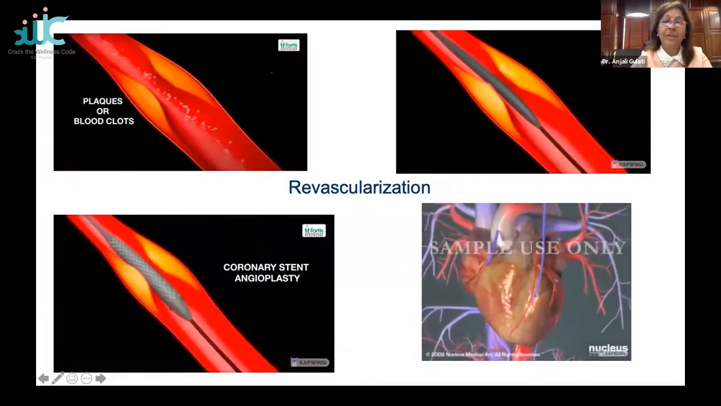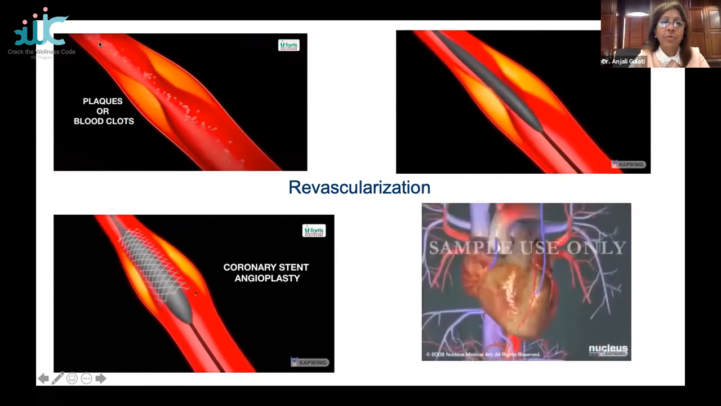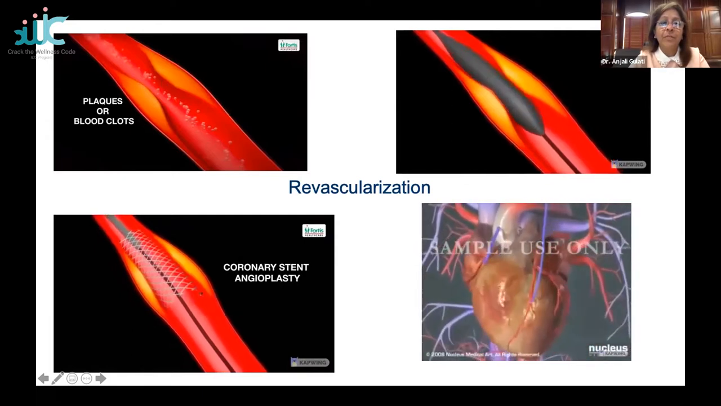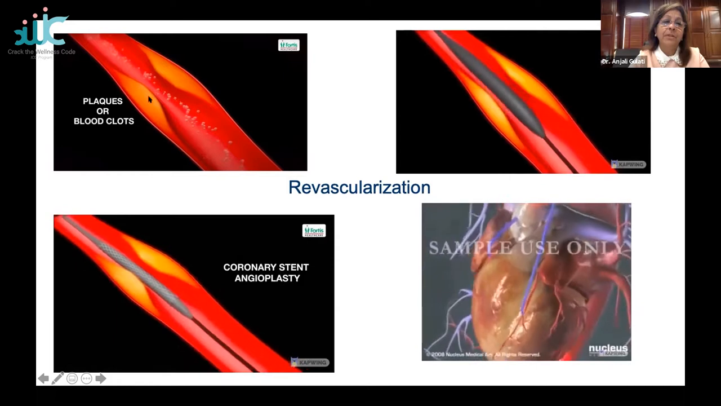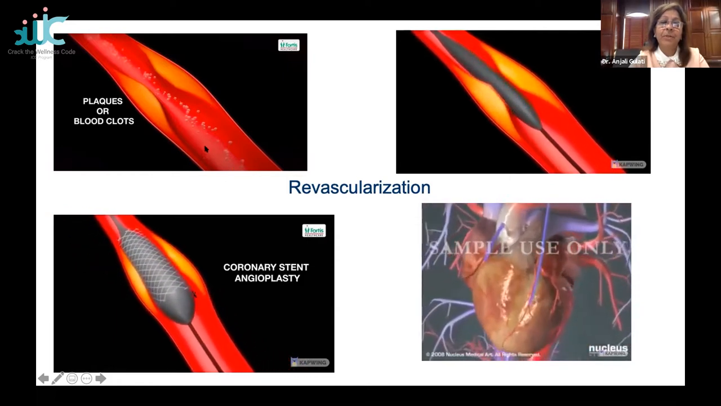So how do we revascularize? I hope these pictures, visual effects will explain it to you. Let's focus on this first one on the top left. This is a cholesterol buildup, and this here is a normal artery. Blood is flowing down this way.